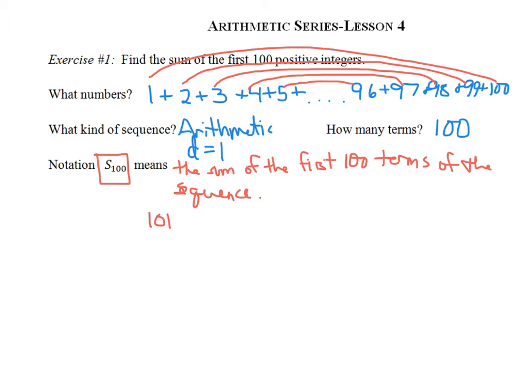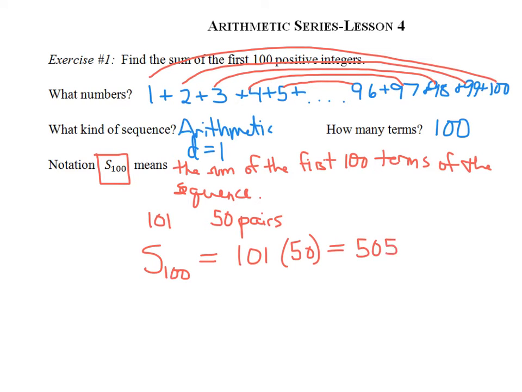Now, if I count up how many times I'm summing 101 together, I see that there have to be 50 pairs of these numbers. So the total sum of the first 100 numbers in this series would be 101 times 50, which gives me a total of 5,050.